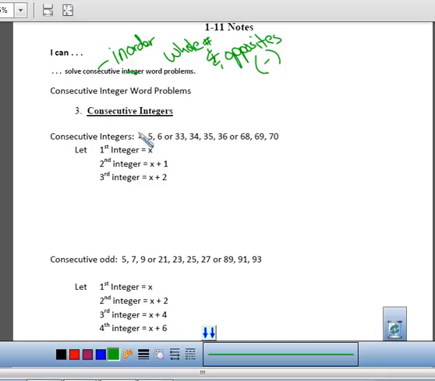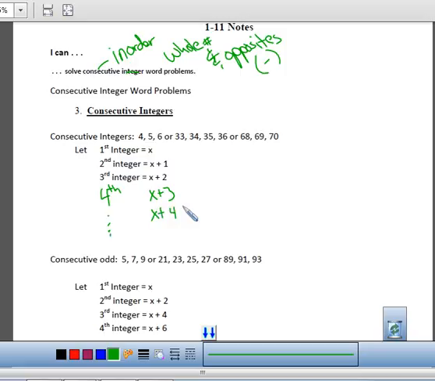Here we have 4, 5, 6, or 33, 34, 35, examples of what we're talking about. Let the first integer be x, the second integer be x plus 1, the third integer be x plus 2. If x is 4, what's 4 plus 1? That's 5. What's 4 plus 2? That's 6. So that's how we show consecutive integers. This is for 3 numbers. If we had 4 numbers, then the fourth number would be x plus 3. And if we kept on going, x plus 4.